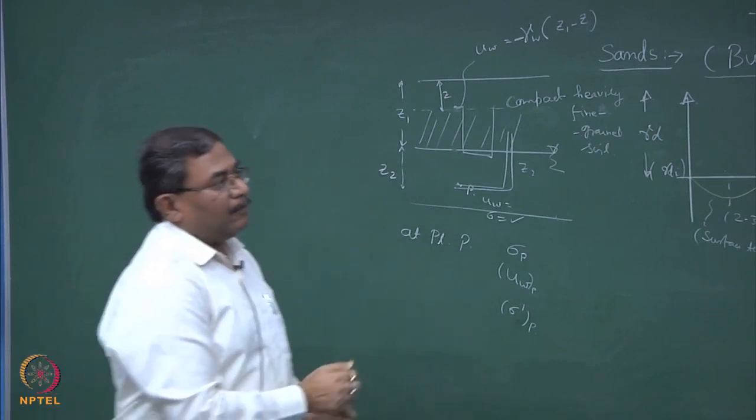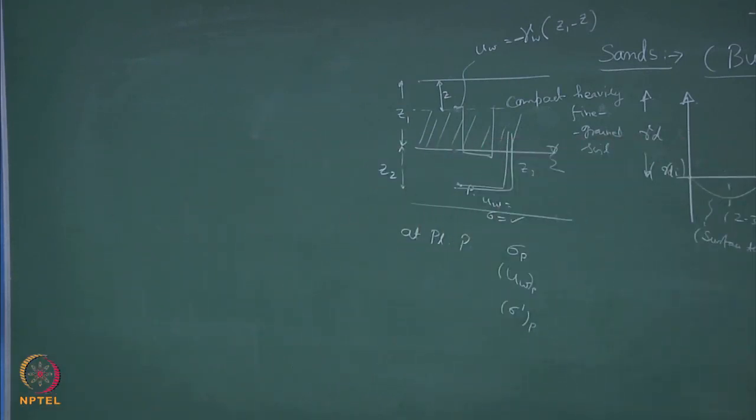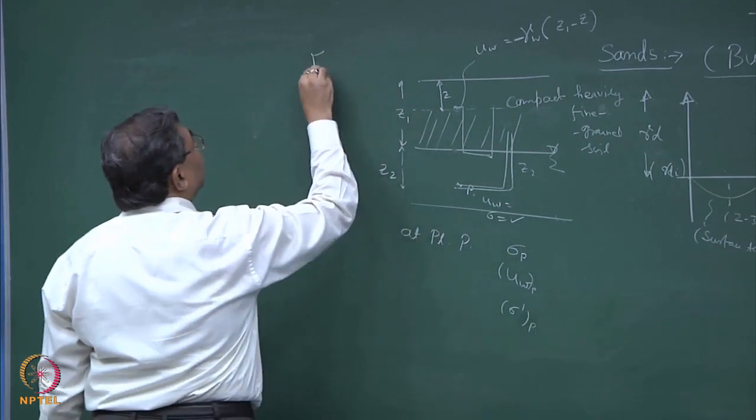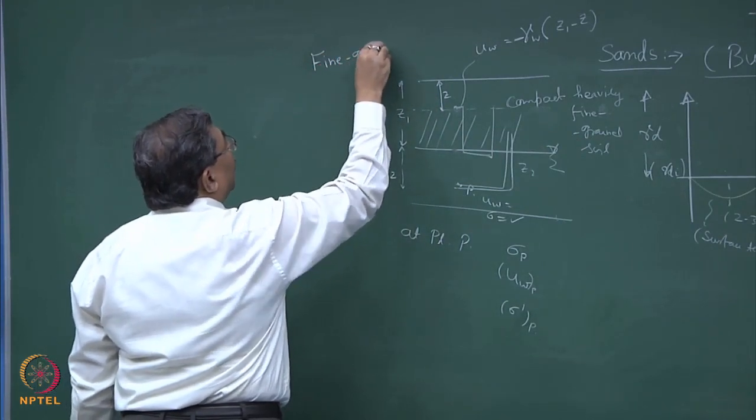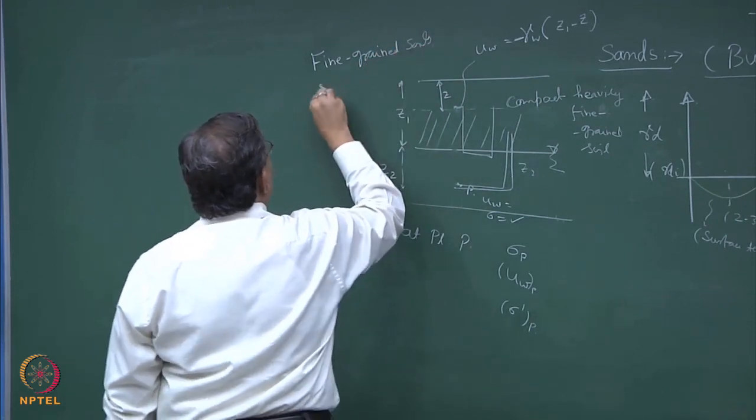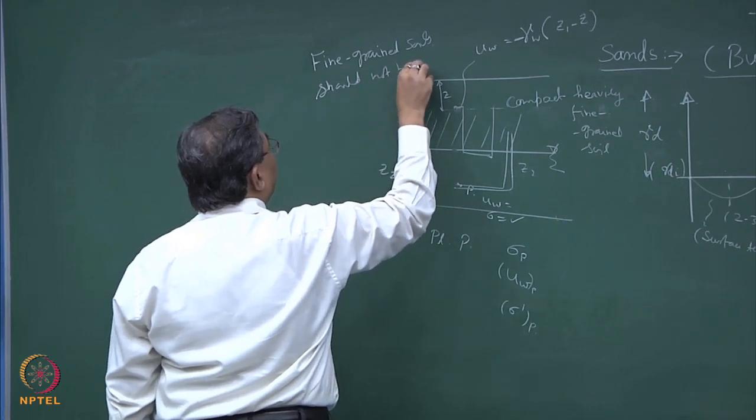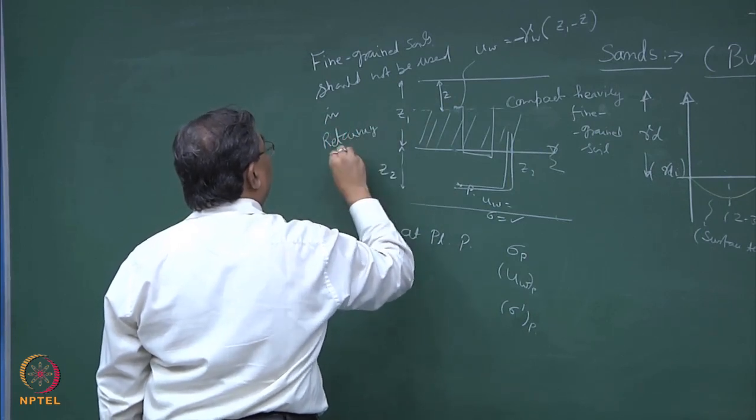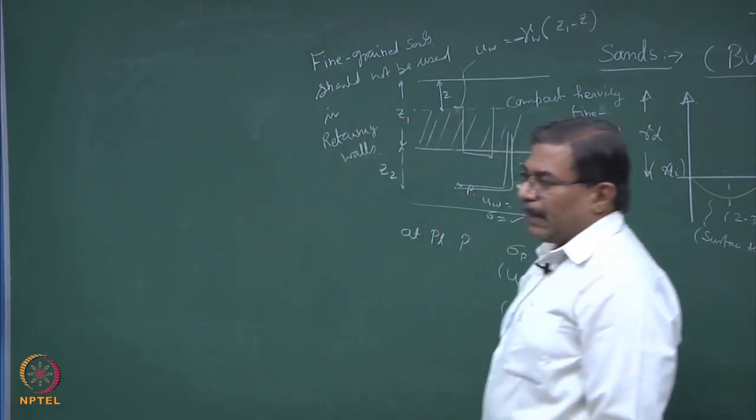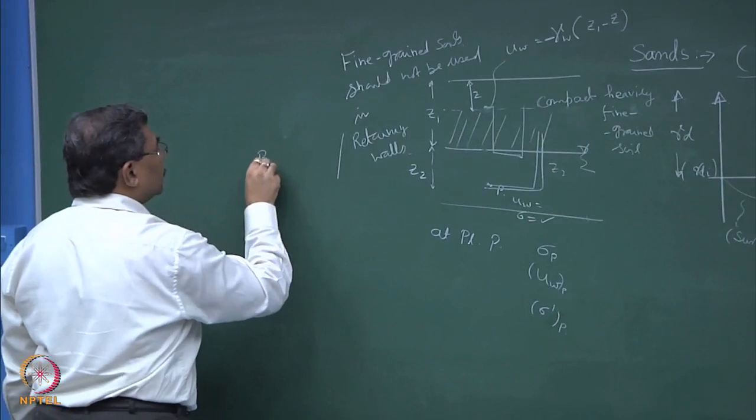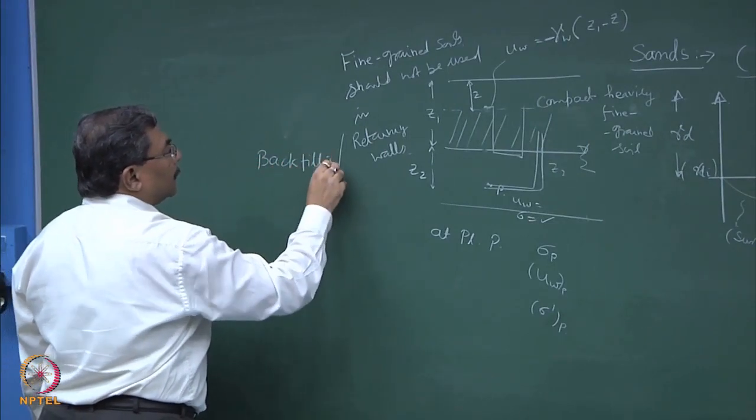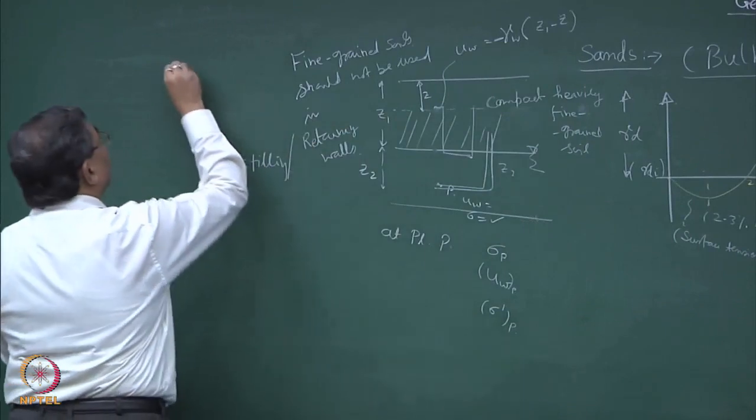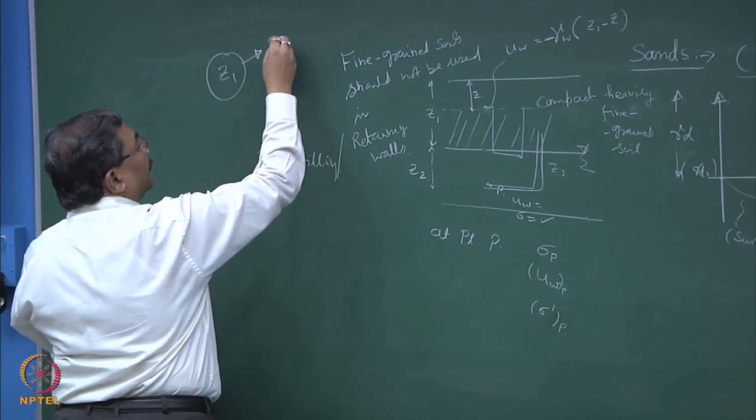This problem is a real life problem, which if you solve would teach you a very interesting lesson, that why we should not use fine grained materials in retaining wall. Or for backfilling for that matter. Because you should prove this, this whole layer acts as a surcharge.